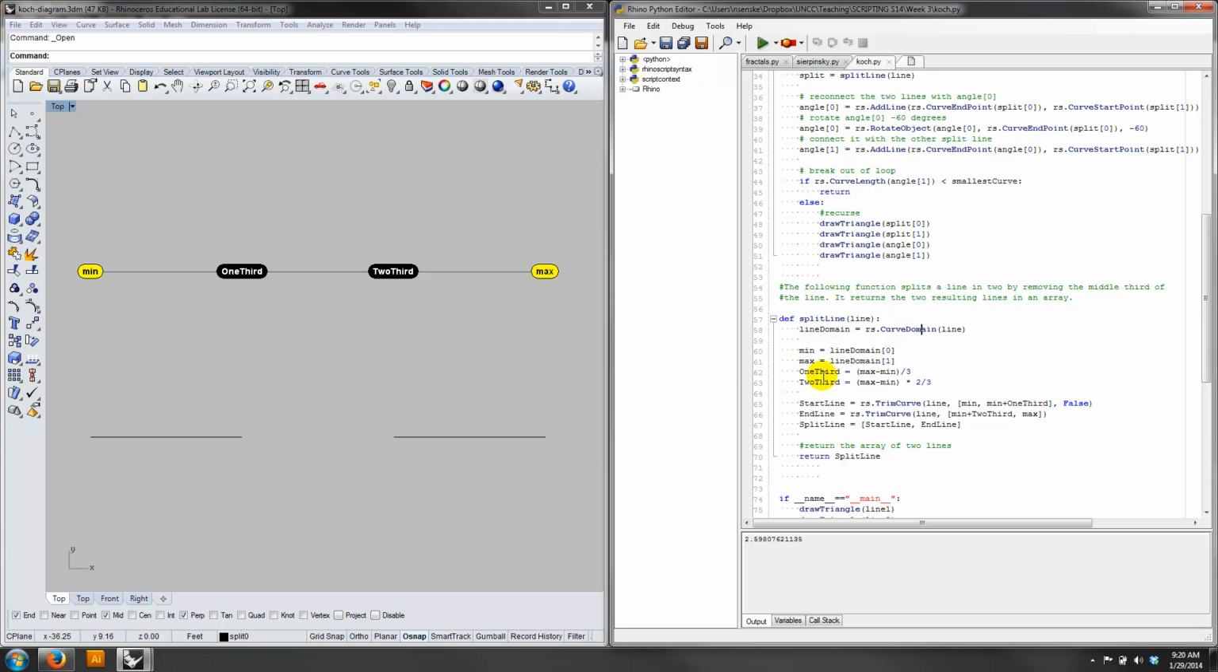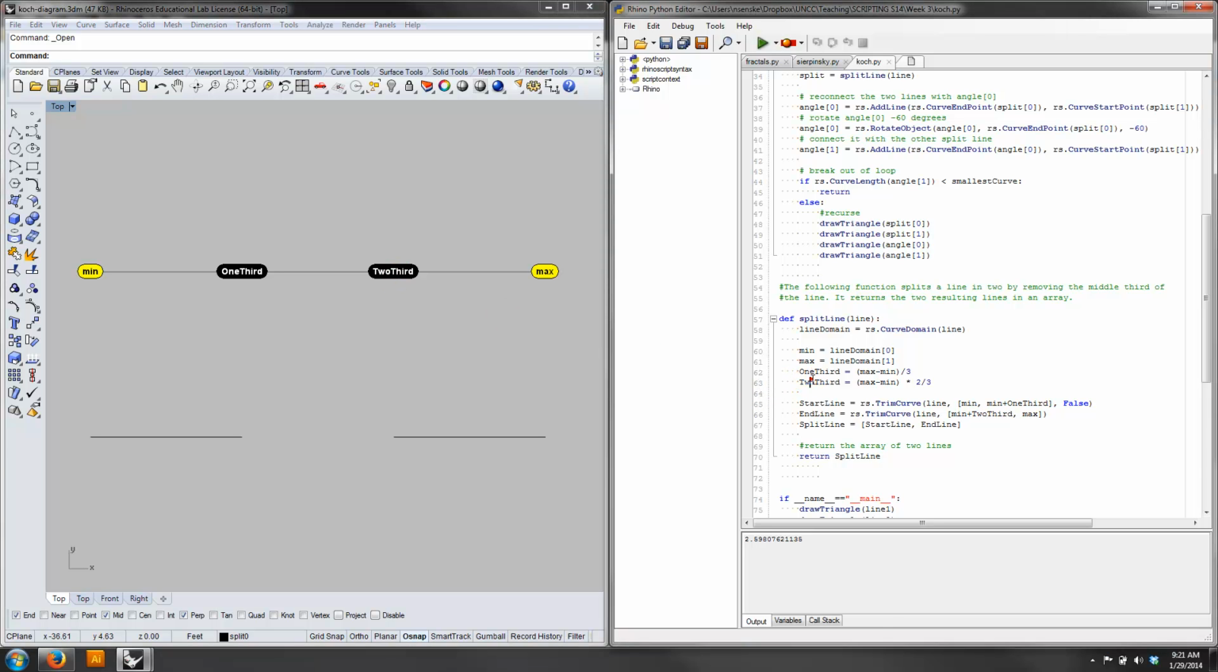And then what we do is we subtract min from max, which is going to give us the length of that line. And then if we divide that by 3, we get the location of 1/3 along that line. So basically, the domain is essentially a way of understanding parametrically and in a normalized way how long this line is. So it makes it very useful. We don't have to exactly know the math of it. We just have to know where we are along the domain of that line. And then in order to get 2/3, we subtract min from max. We take that times 2/3, and that gives us the location of 2/3.